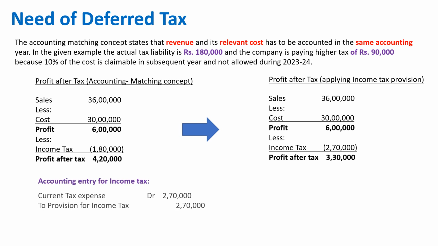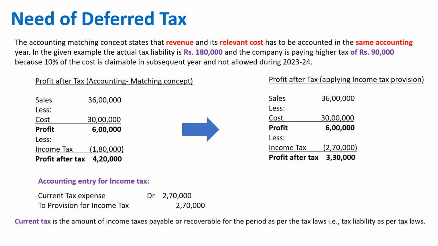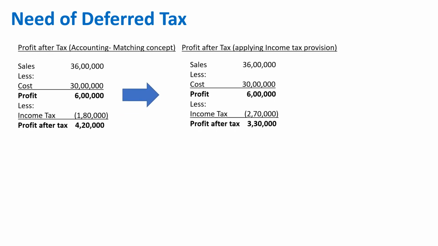And what is the accounting entry the company is going to post? Current tax account 2,70,000 rupees to provision for income tax 2,70,000 rupees. Current tax is the amount of income tax payable or recoverable for the period as per the tax laws. As seen in the previous slide, because of higher income tax, the profit after tax is reduced, and in the current scenario, instead of 1,80,000 rupees, the tax liability is 2,70,000 rupees. Hence, the profit after tax has reduced from 4,20,000 to 3,30,000 rupees.